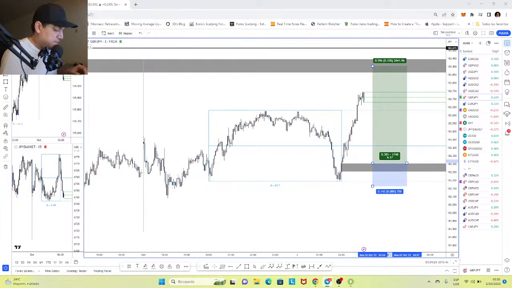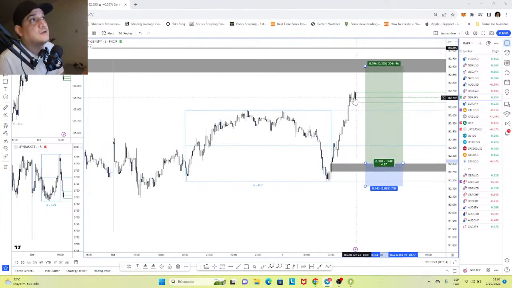A 4.15 R trade, right? Cool. So here we go. That pullback is looking good at the open. I'm going to leave this running, guys, and let's have a look at gold.